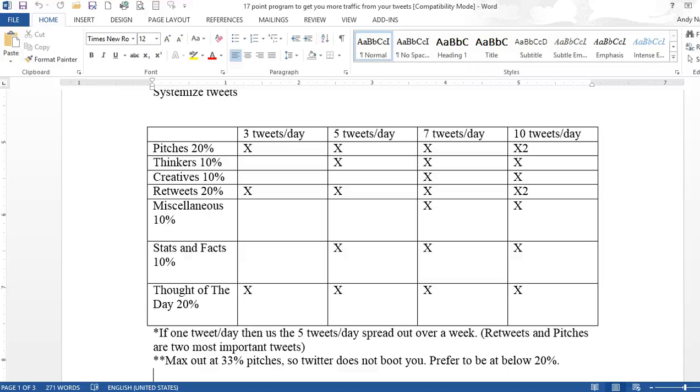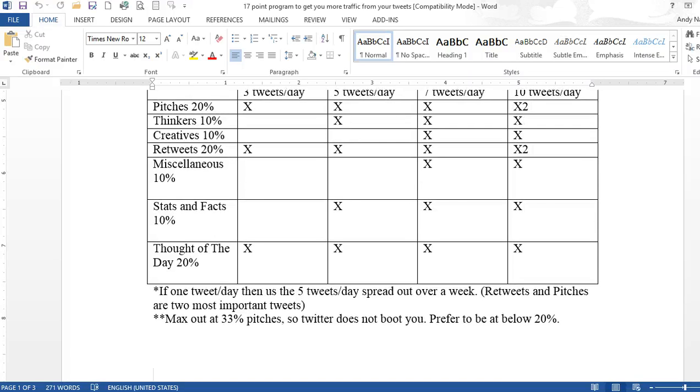Miscellaneous, like if you have something that doesn't fit in, keep it to less than 10%. Stats and facts should be another 10%. Like if you have, hey look, 350 million tweets go out a day. That's a fact. Sorry. People are looking at me weird. Thoughts, and again, thoughts of the day. I was already talking about that a little bit.